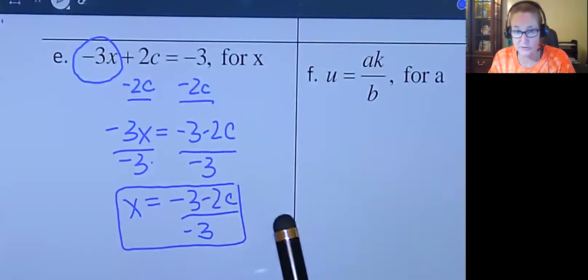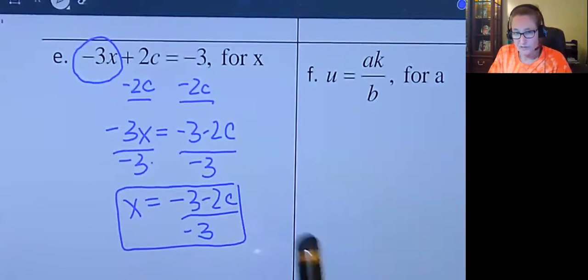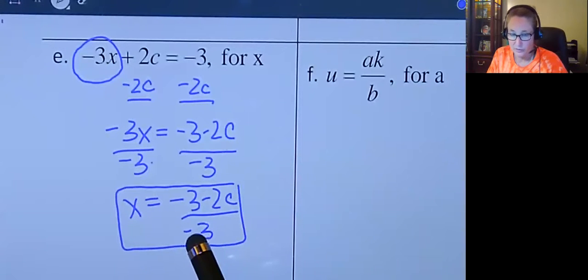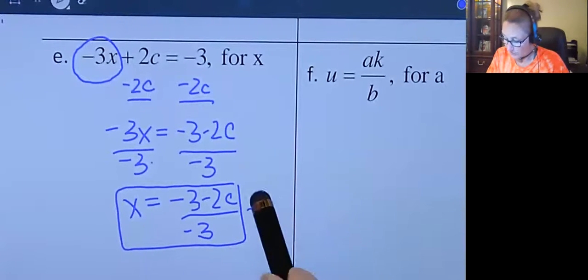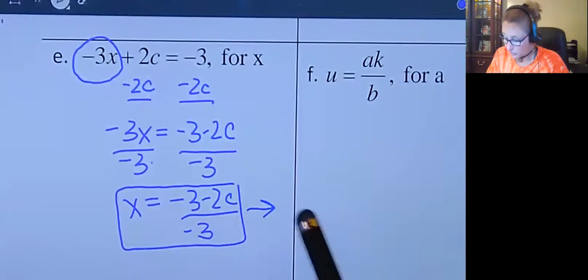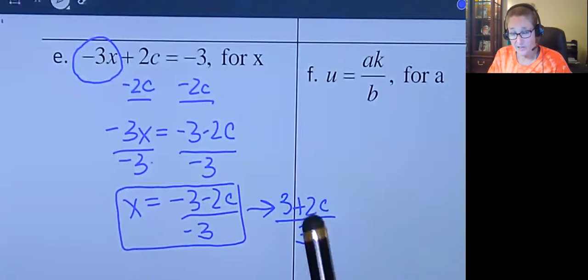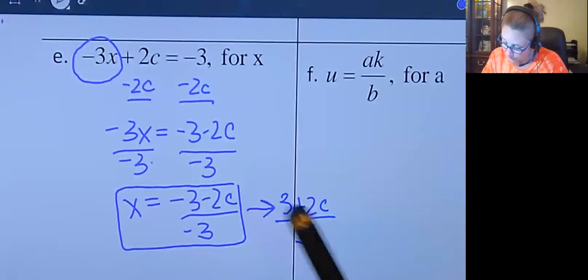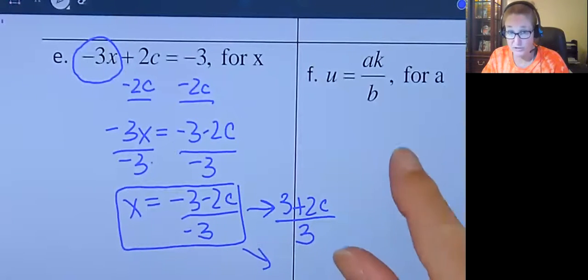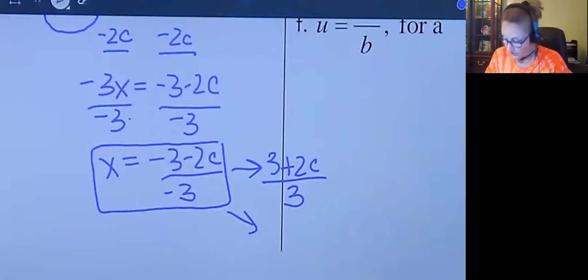That's an acceptable answer. A lot of times in math, we don't like to have a negative on the bottom, so sometimes we'll end up taking the negative from the bottom and distributing it through the top. And so if I was to do that, it would actually end up becoming a positive 3 plus 2c over 3. And again, you could have divided everything by negative 3 separately. So I'm just showing you a couple ways you can write them. All of these are the same.